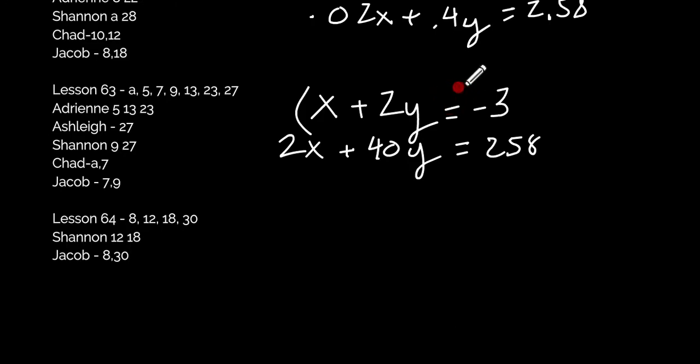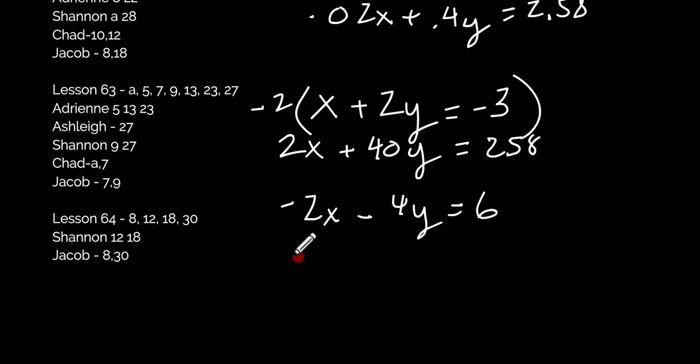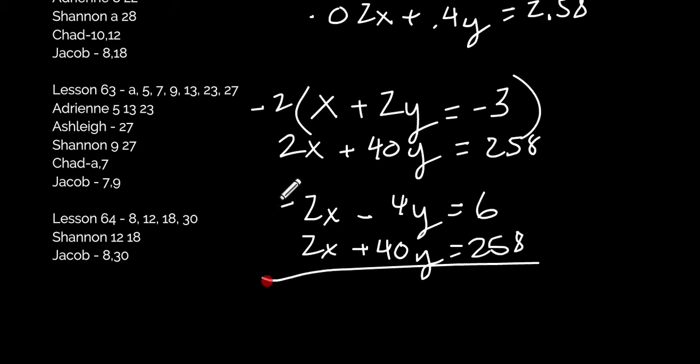So negative 2, let's take that through. So we're going to get negative 2x minus 4y equals 6. And then we get 2x plus 40y equals 258. Add them up, the x's eliminate, we get 36, or 44. Ooh. Did I copy something wrong?